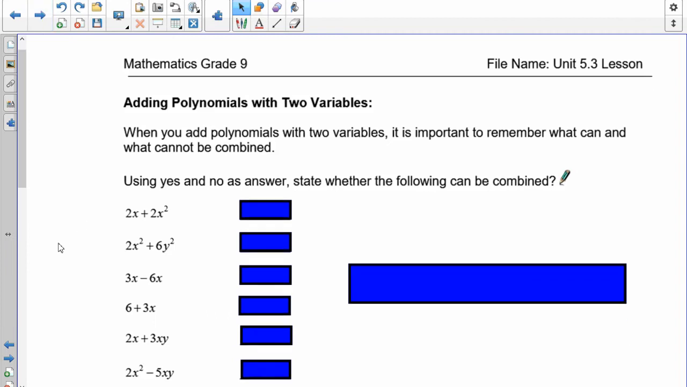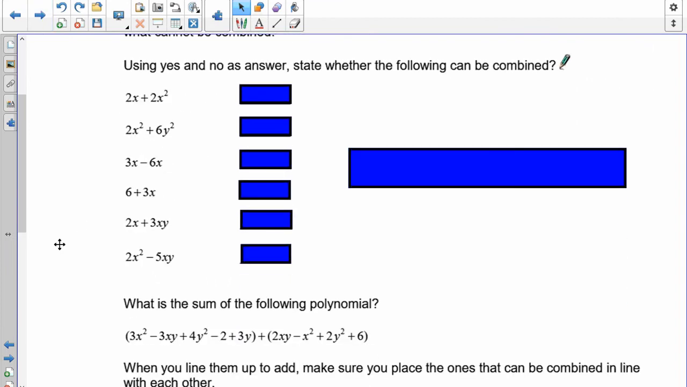All right? Now, let's just do a quick check and see if you can answer these for me. I want you to put a yes or a no. Can these things be combined? Because from now on, you're going to have to line them up. So pause the recording and go through 2x and plus 2x squared. And on the line here, I want you to put yes or no, whatever matches. Can these be put together? Can these? And put yes or no. So pause the recording and do that.